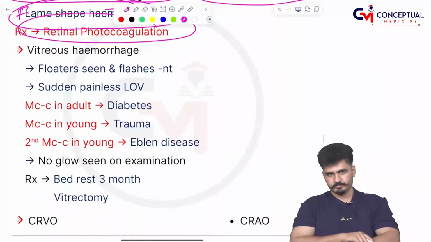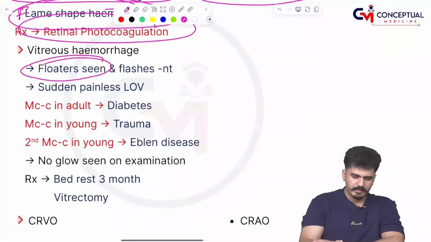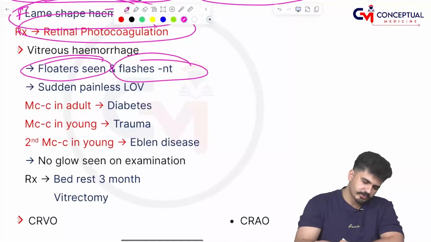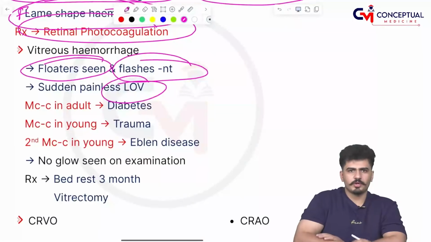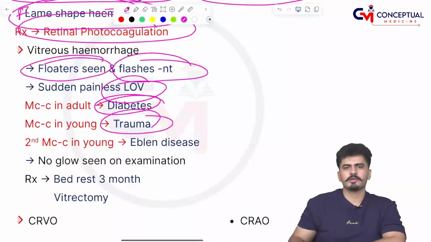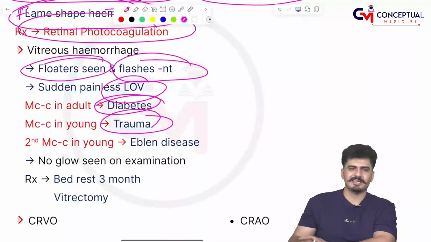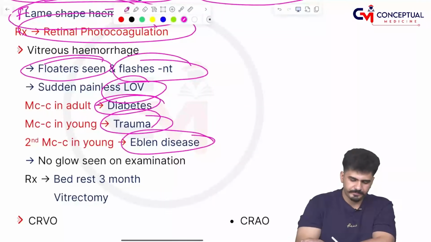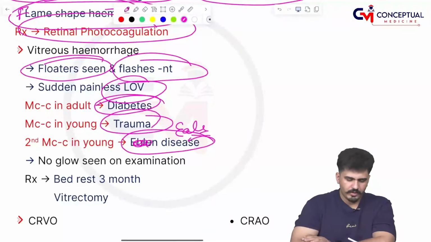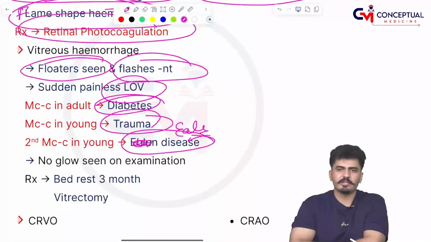Vitreous hemorrhage. Floaters are seen, but flashes are absent. There is sudden loss of vision. The most common cause in adults is diabetes, the most common cause in the young is trauma, and the second is Eales' disease.